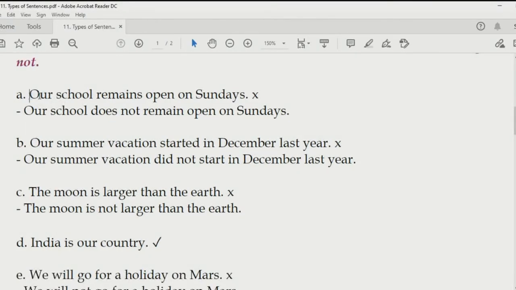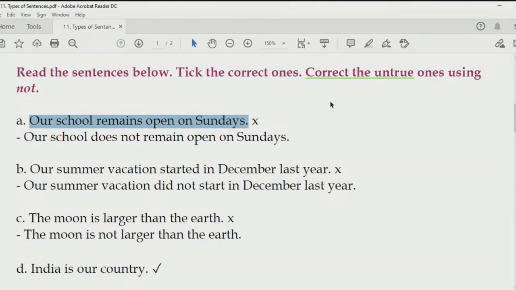First one, our school remains open on Sundays. As I told you, this sentence may be true also, because there are many types of schools that also remain open on Sundays. But for us, it is not true. That's why we will put a cross mark. That means the sentence is false or not true. Our school remains open on Sundays. You have to say that this does not happen on Sundays.